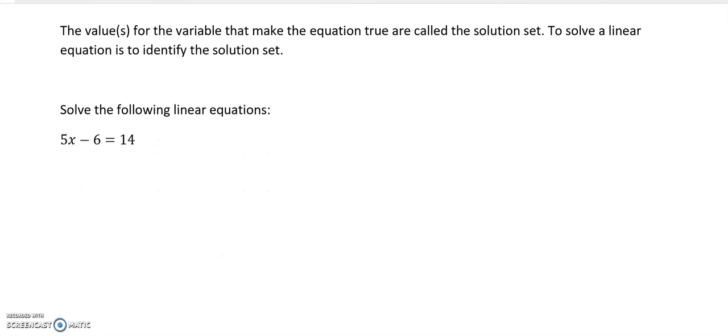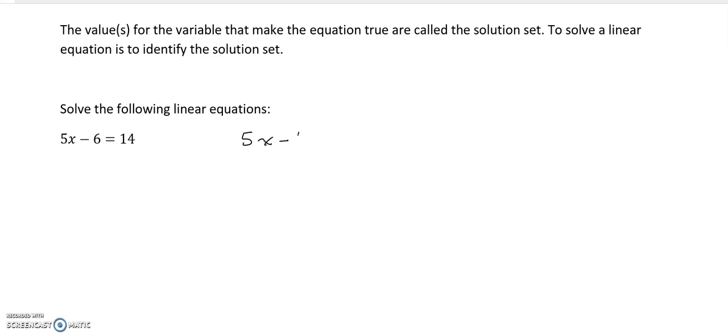Now, the values for the variable that make the equation true are called the solution set. To solve a linear equation is to identify the solution set. We are going to solve the following linear equations, and we are going to use those properties of equality that I spoke about a little while ago.